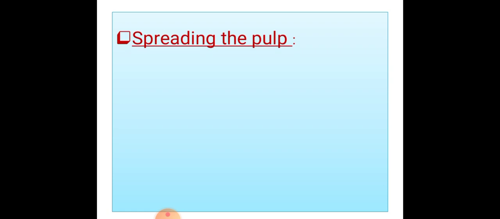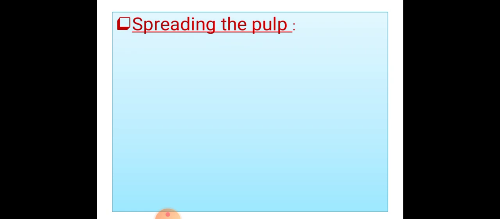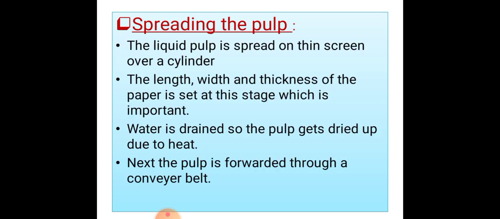Okay, now let's go to the next stage, spreading the pulp. Now, the liquid pulp is spread on screens over the cylinder. Why? So that it is evenly spread, and the length, width, and thickness of the paper is set. At this particular stage, that is the third stage, spreading of the pulp, the thickness, length and the paper size is being set. So this is the important stage where water is drained so that the pulp gets dried up due to heat.